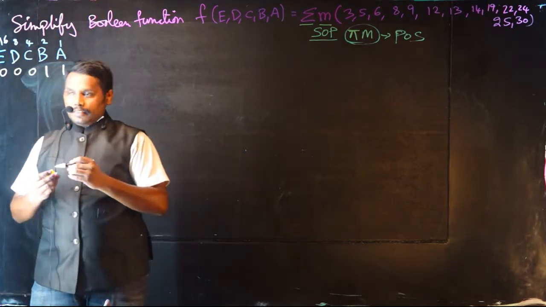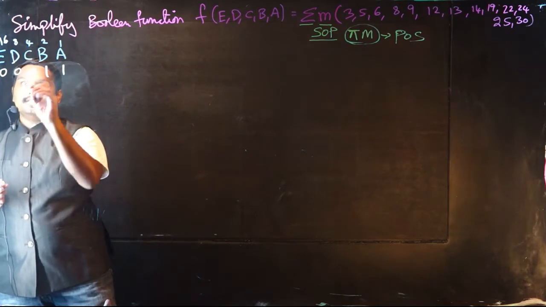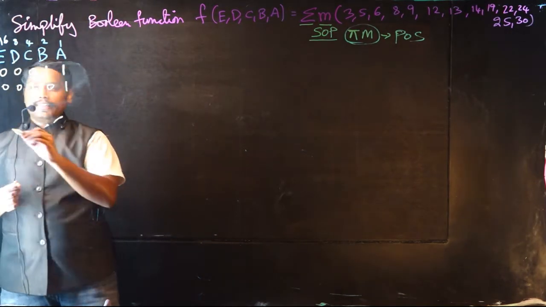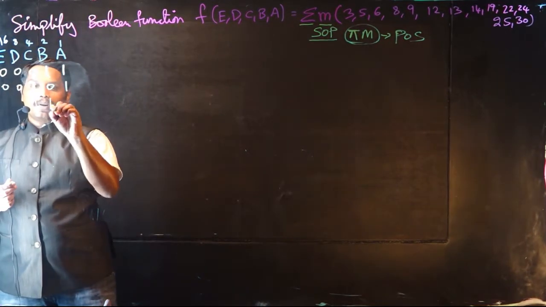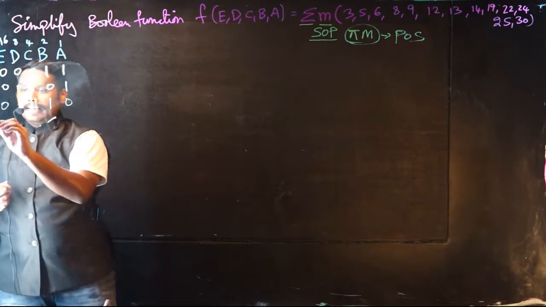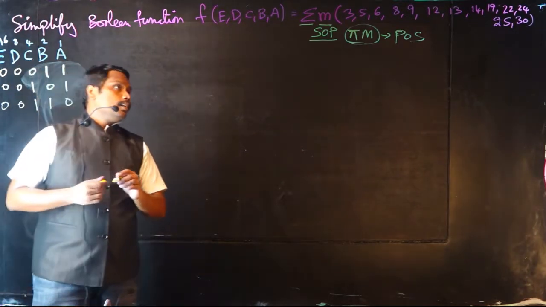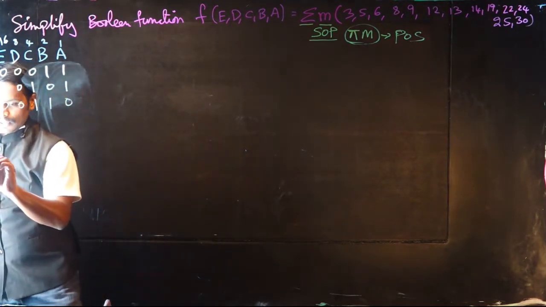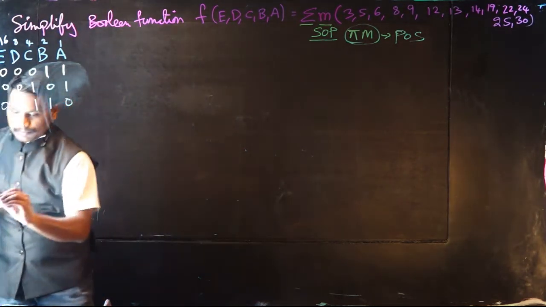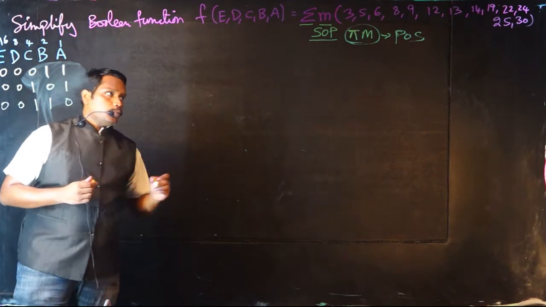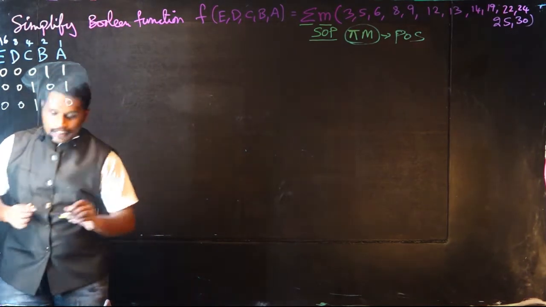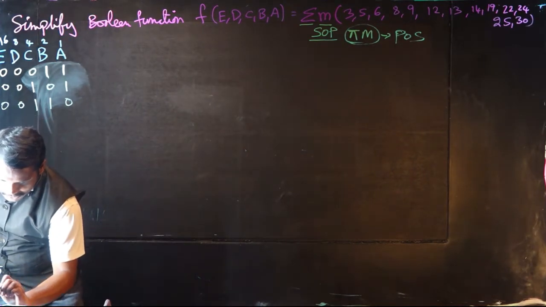And then for 5 it is 1, 0, 1, 0, 0. And for 6 it is 1, 1, so 4 and 2, and the other possibilities are 0, 0. And then for 8 and 9 and 12, 13, 14 and 19, and then 22, 24, and then 25 and 30. So these are the terms that are given, right?